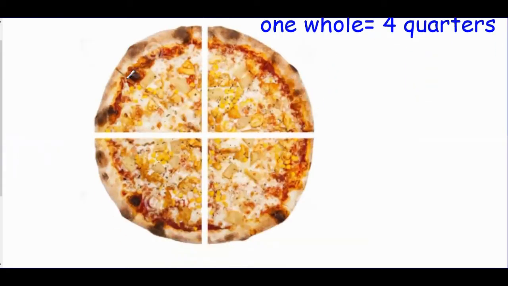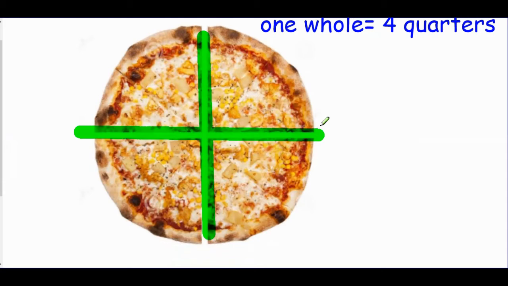Okay, I have a pizza and I divided the pizza into four equal parts. As you see, I divide it into four equal parts. Each one part is called one quarter because it is one out of four. So each part is one quarter or one fourth. The four fourths or four quarters make the whole pizza. So one whole is like four quarters.